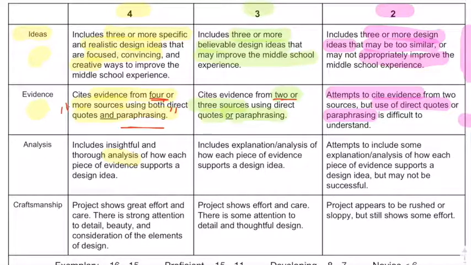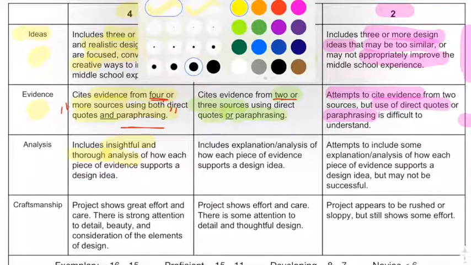So in order to get a 4, you need insightful and thorough analysis. That means that it's got a really sort of critical thinking bent to it. Like you know a lot. I can tell that you know a lot about this topic. It really shows maybe some creative thought, some unique thinking. And thorough means that it's really, really complete. That you go through and you cover step by step exactly what about this quote supports your idea. And remember that the evidence must support your design idea.